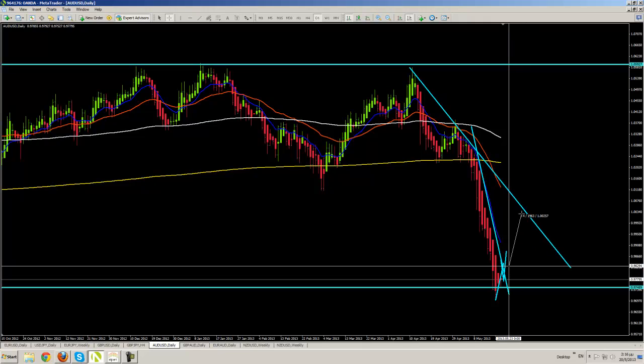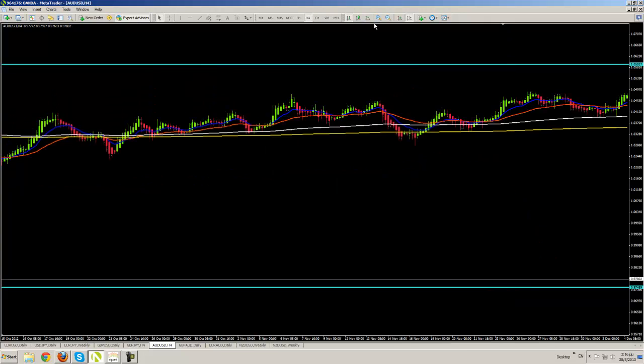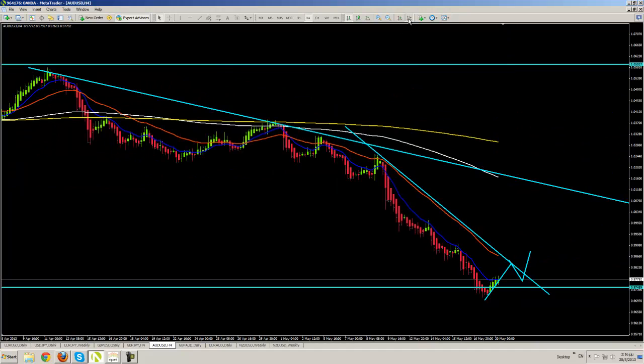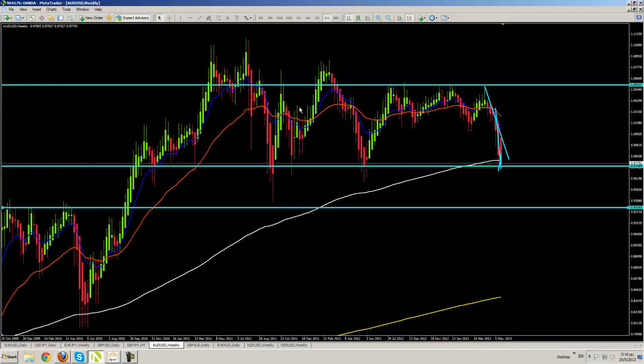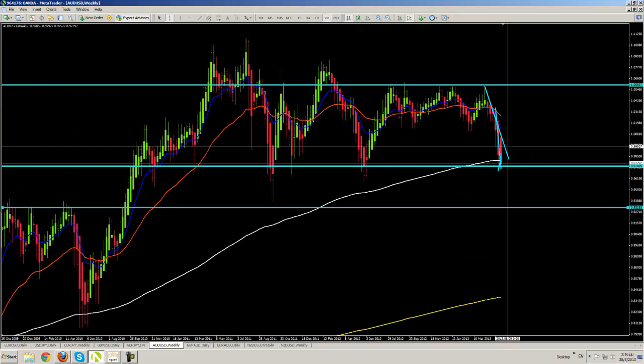Yeah, that could be about 200 pips. On the 4-hourly chart, on the weekly chart, if that line breaks, we could leave a position open, or we will leave a position open to target again the highs of that range. So good luck with that.